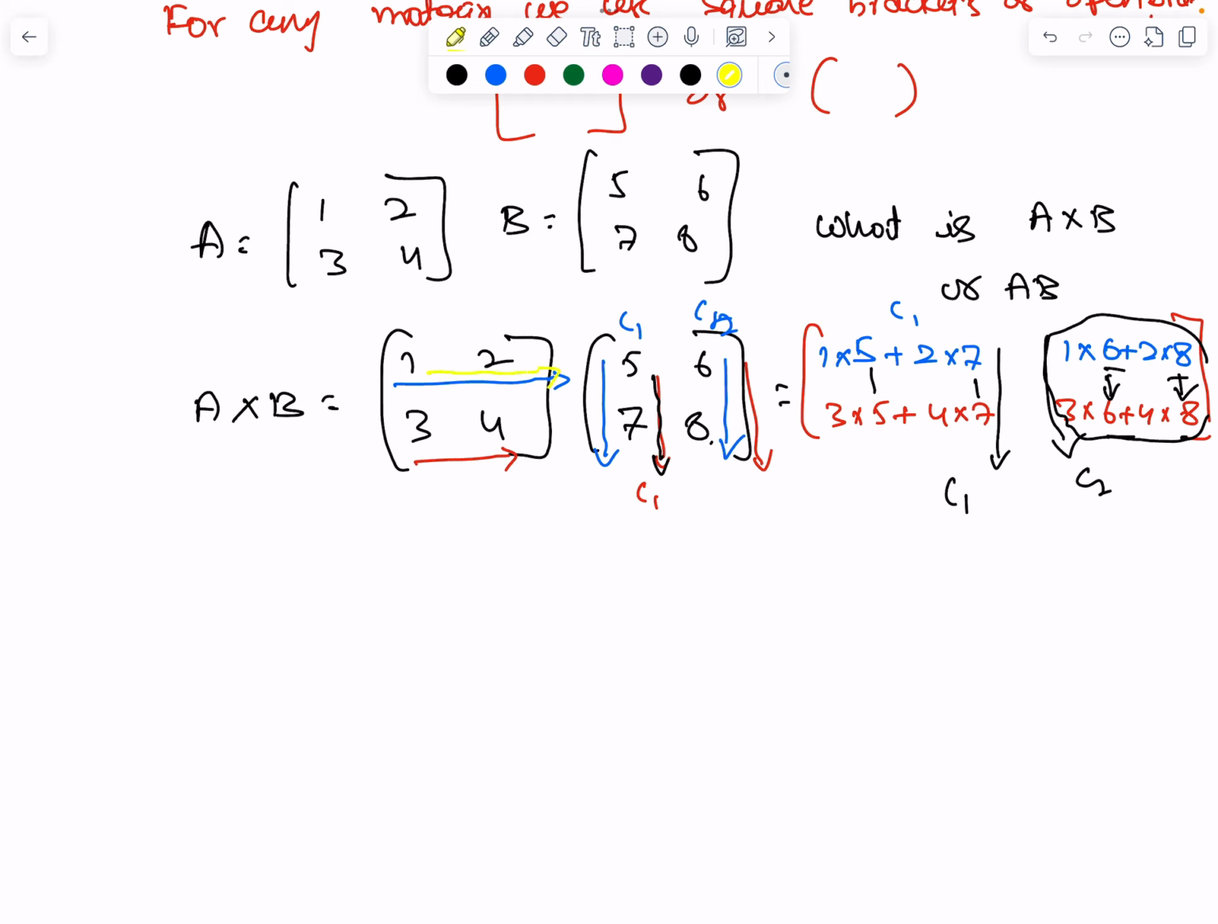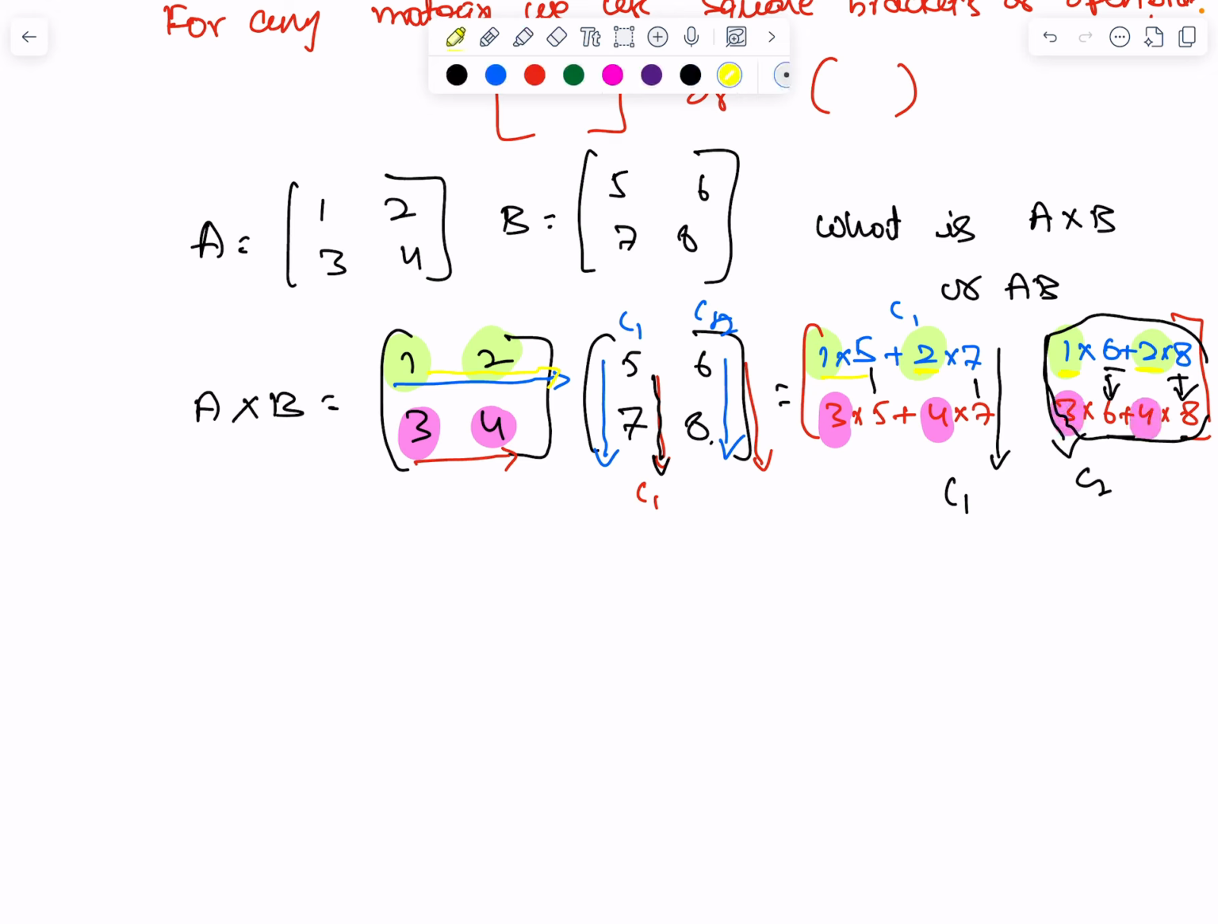This is row 1. Row 1 terms are appearing only in row 1 everywhere, 1 and 6. You can see those are appearing only in row 1. If you look at row 2, these are the row 2 elements that are appearing in row 2 of the resultant matrix.